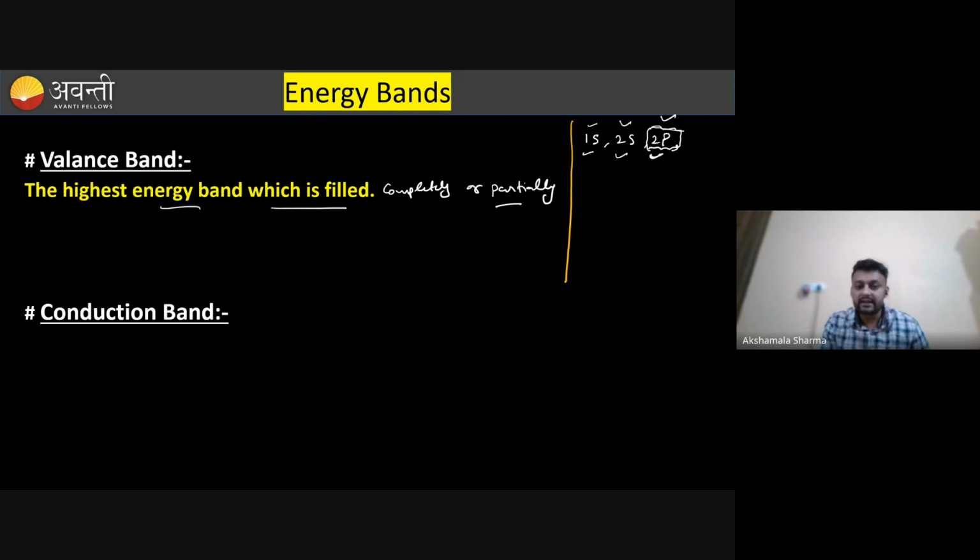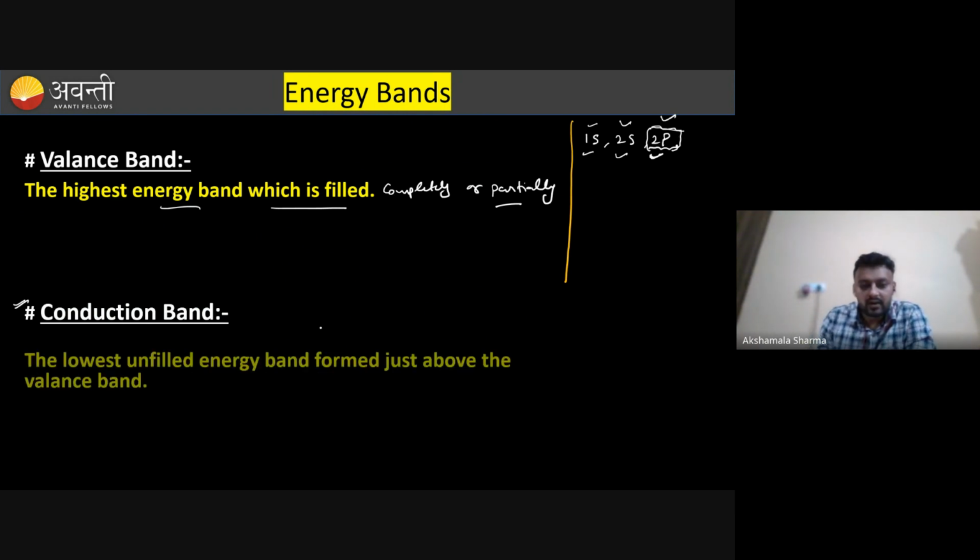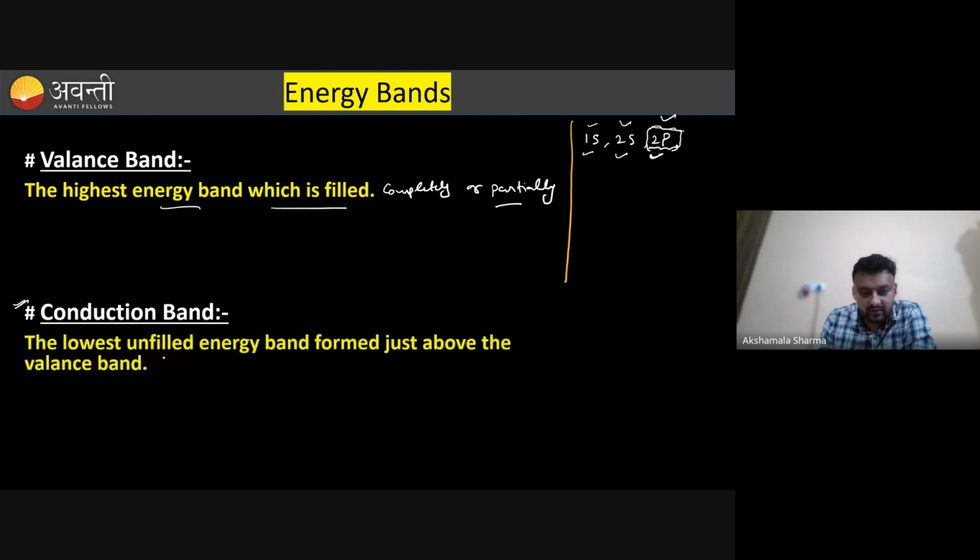Now, what is the conduction band? I think the definition is clear. The band just above the valence band is called the conduction band. After that, all others are empty, like 3s is empty, 3p is empty, and every other shell is empty. So you can say the lowest unfilled, or empty, energy band just above the valence band is called the conduction band. Clear?